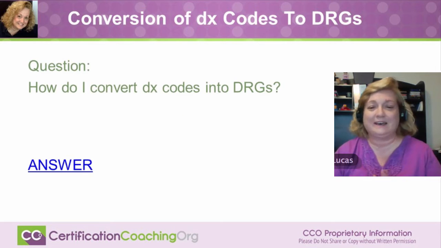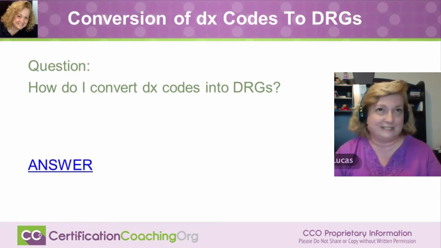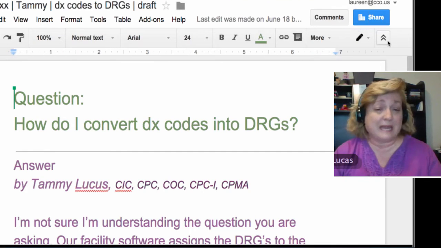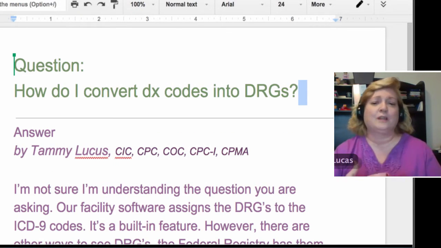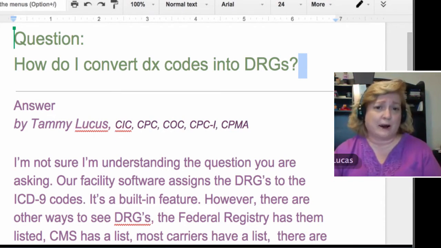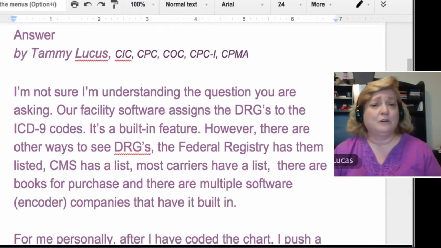The question was, how do I convert diagnosis codes into DRGs? I've got to tell you right off the bat, I wasn't quite sure I was understanding what your question is. So whoever sent this in, please send it back in with a little bit more detail. DRGs, if you're working for a facility, are already populated into your software. You're not the one that's actually assigning it. They're already into a group.